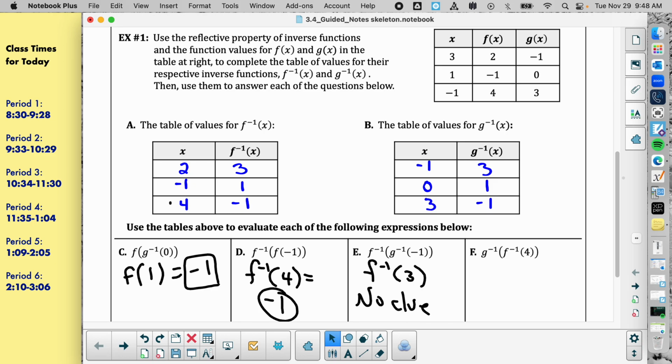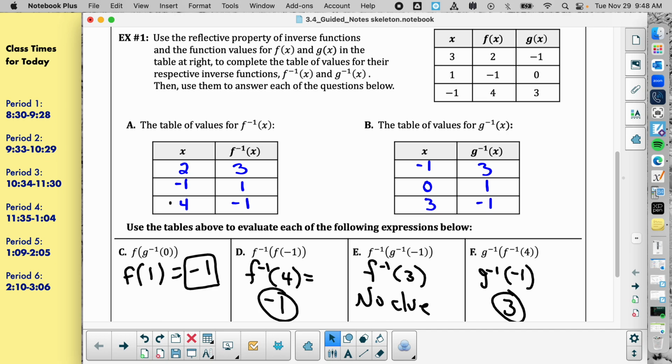Yeah. Okay, so you do F of 4, which is -1. Good. And you do G inverse of -1, which is 3. Perfect. Okay. Once you get the hang of these, they're not bad. Once you get used to figuring out where to look, there's not much more to them than just regular tables and functions.